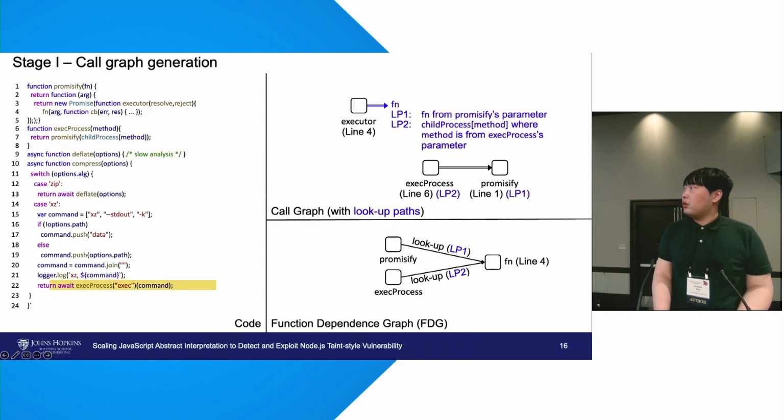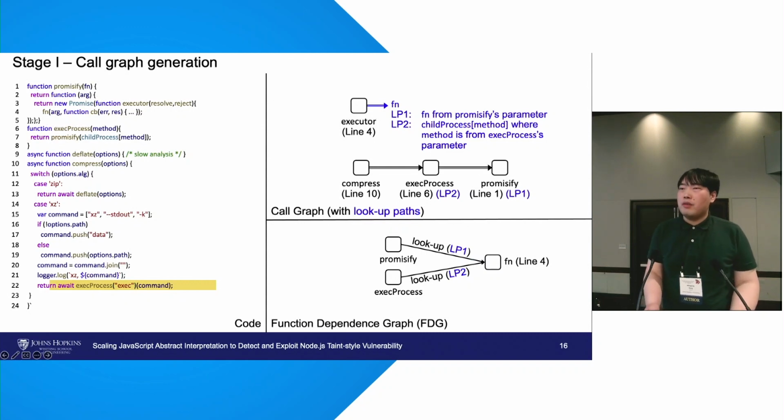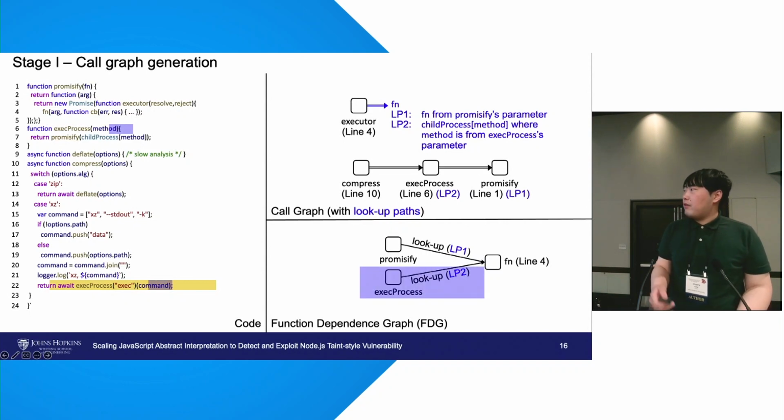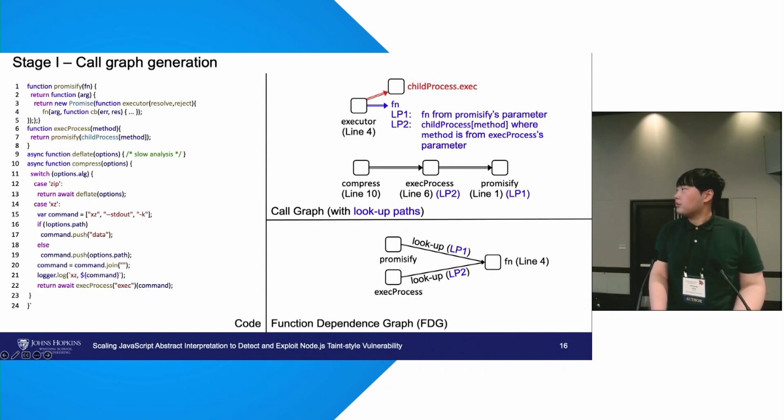At line 22, when compress calls execute process, we finally got the concrete value for the argument. We look up the FDG and find this dependency and the lookup path. Now we got a concrete callee. We can now add a concrete edge in the call graph, which is from executor to child_process.exec, which is the sink function.